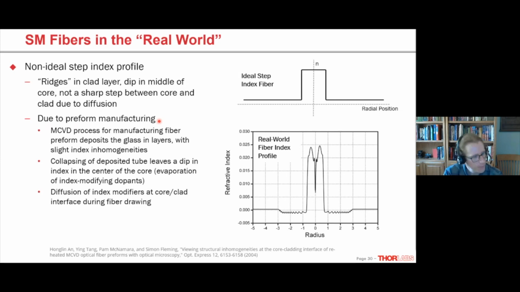And then in the fiber draw process, we do heat the glass, but we're careful to not heat it too much, so we don't see too much diffusion of the index modifiers, so we keep the core clad structure relatively intact.